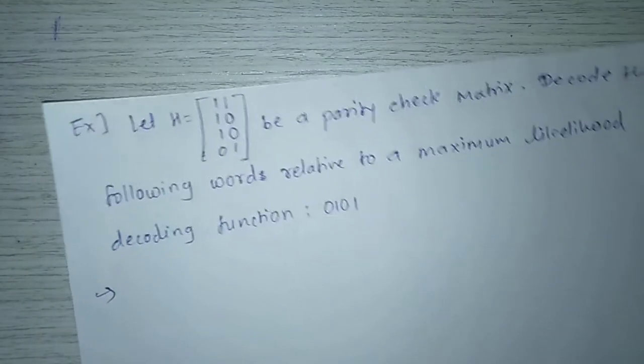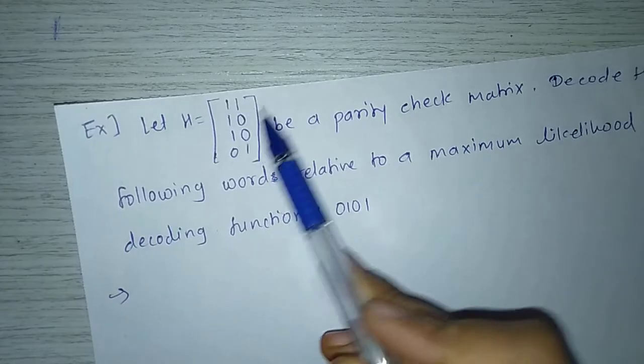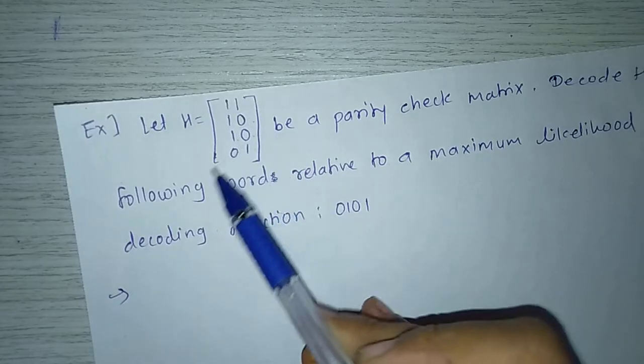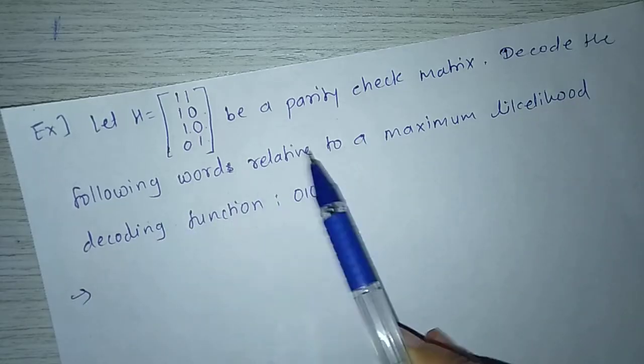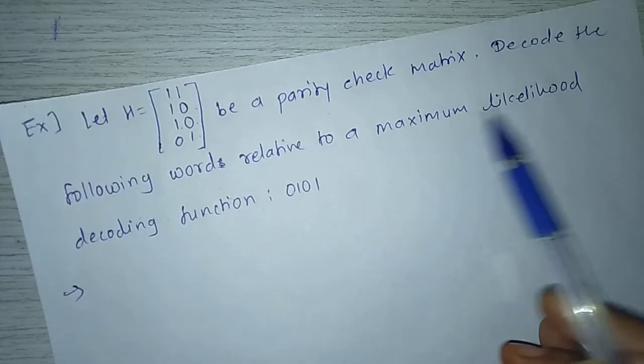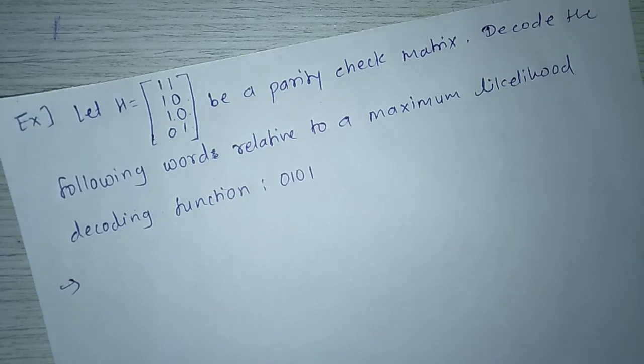Next example. Let H equal to the 4 by 2 matrix 11101001 be a parity check matrix. Decode the following word relative to a maximum likelihood decoding function: 0101.